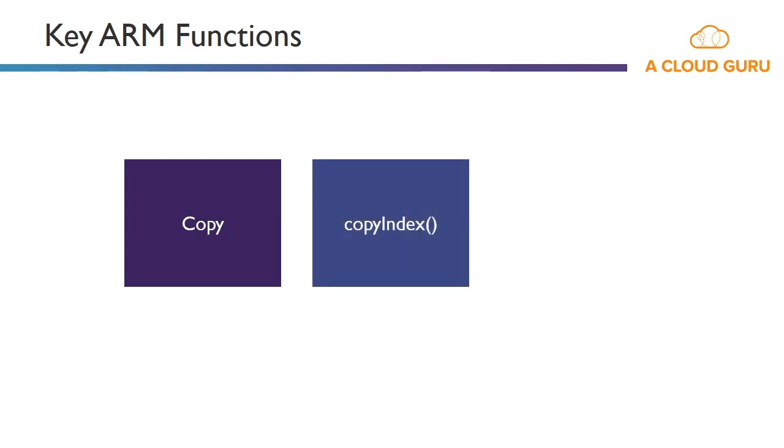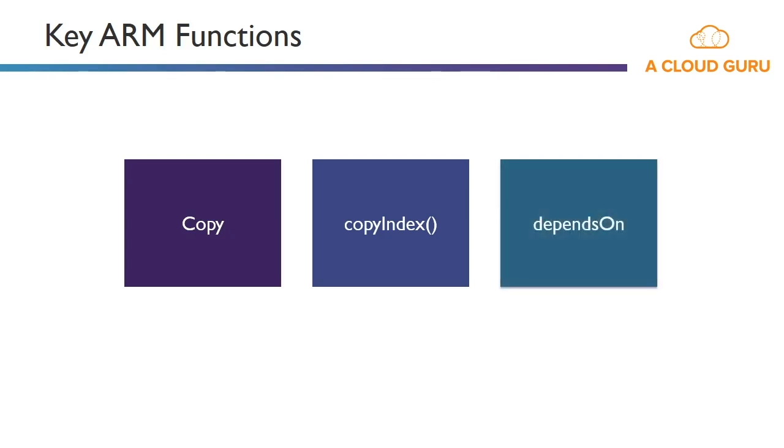We also have copy index. This is a way of us saying, okay, well, we want to name something and we want to name it according to the iteration that's going through the loop of our copies. You'll see this in the demo again, but know that copy index could be used to concatenate against a string and make it unique by copying that index value in there.